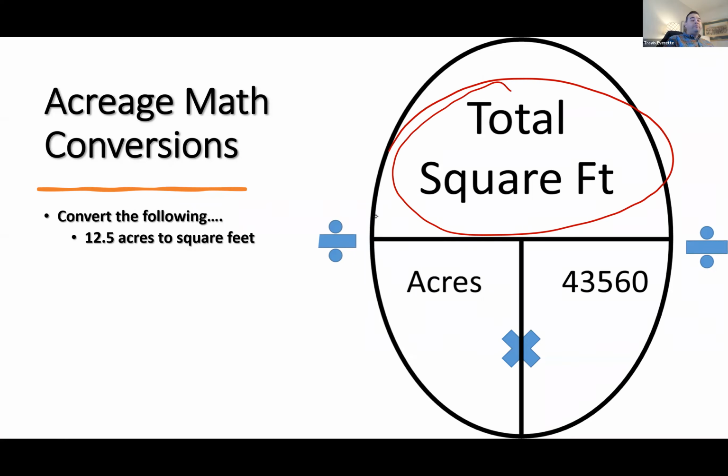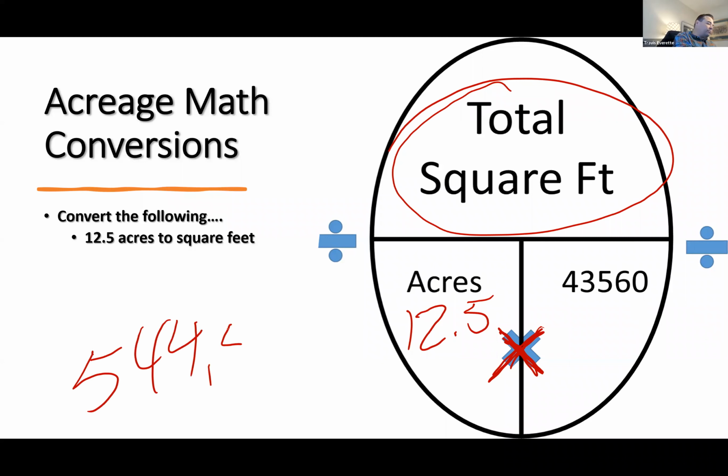What are we going to do? Multiply. Fill in the formula: 12 and a half acres times, because it's side by side, 43,560. How many square feet do we have here? 544,500. Yes.